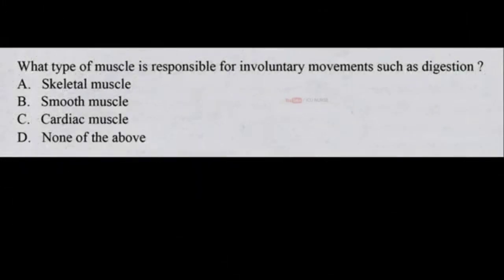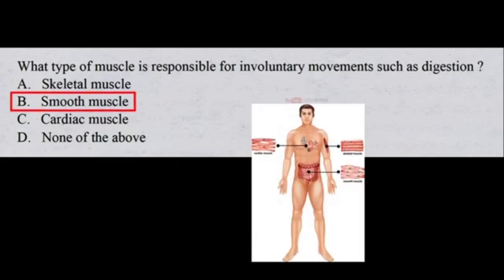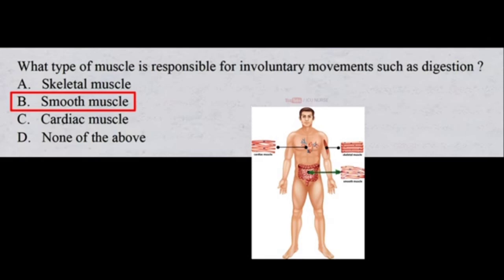What type of muscle is responsible for involuntary movements such as digestion? A. Skeletal muscle. B. Smooth muscle. C. Cardiac muscle. D. None of the above. And the correct answer is B. Smooth muscle. The type of muscle found in the digestive system is called smooth muscle. Smooth muscle is one of the three major types of muscle tissue in the body. It lines hollow internal organs such as the stomach and intestines, as well as blood vessels.